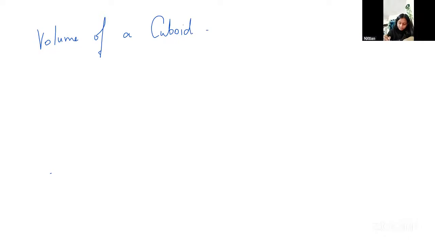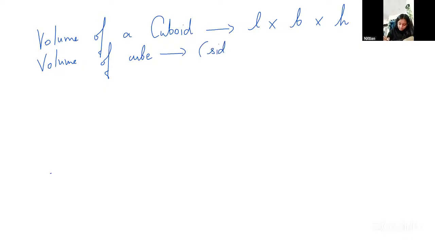The formula for volume of a cuboid is length into breadth into height. Length into breadth into height. And the volume of a cube is side cube, side raised to the power 3. Okay, we will try out questions on both the things. First, we'll try out a question on cuboid.